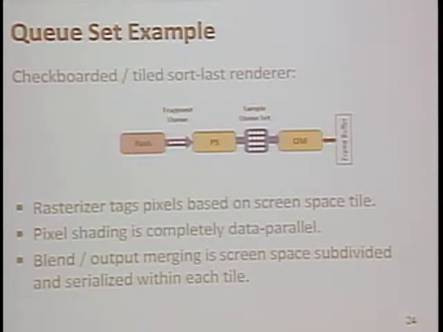This, by the way, happens all the time in renderers. Pretty much all fixed function GPUs out there today work this way. I call this tiled or checkerboarded sort last, and it is a very familiar architecture to anybody who builds GPUs today.